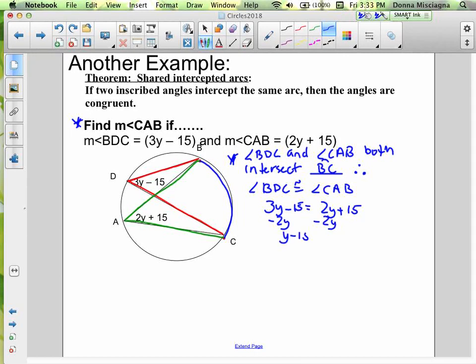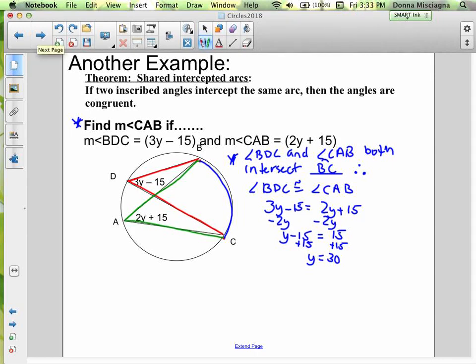So we have y minus 15 equals 15. Some students mistakenly say, hey, y is 0. And that would be impossible, because then you'd have negative 15 equaling 15. Remember, you have to add 15 to both sides. Inverse operations. y is 30. Right, so now we have found the value of y.